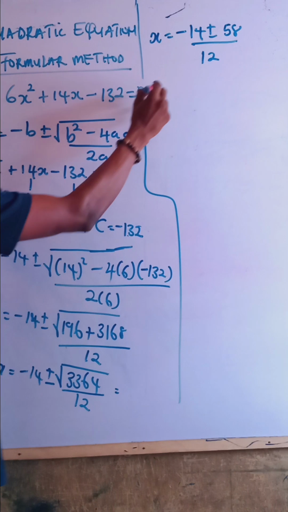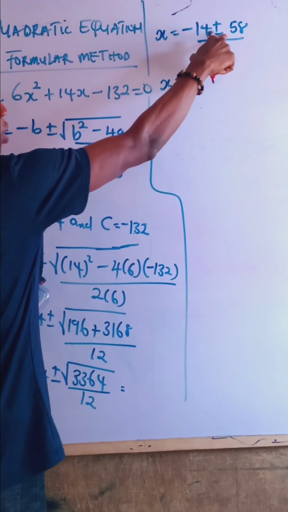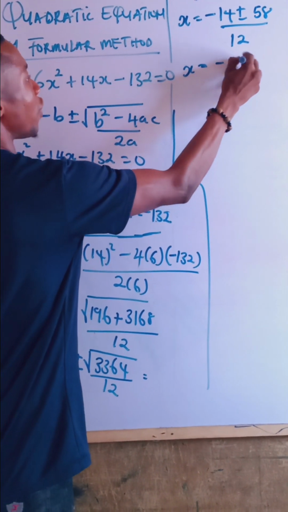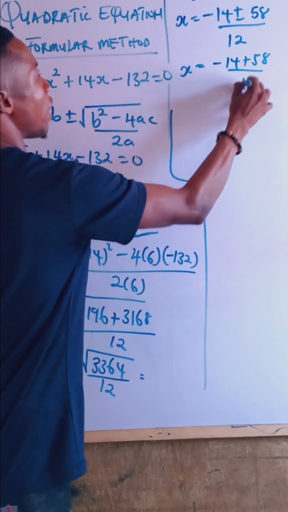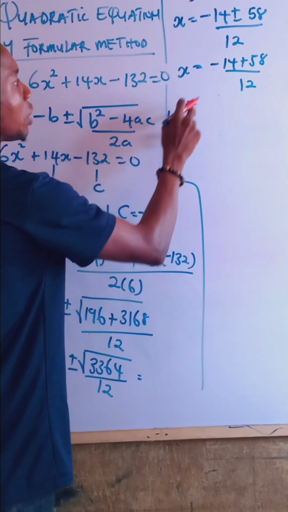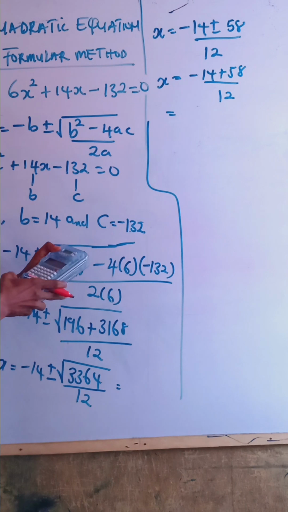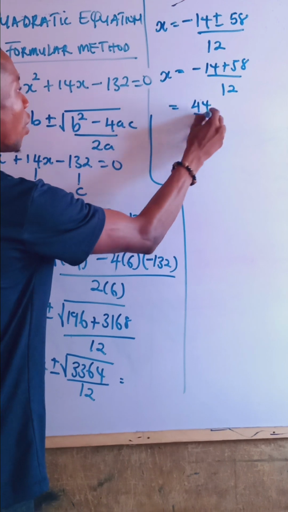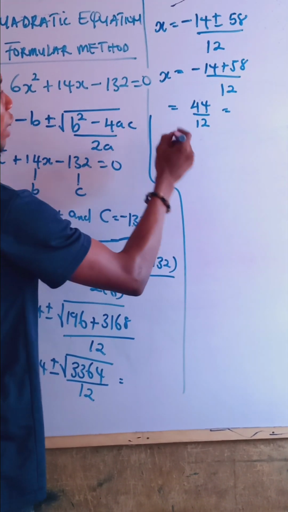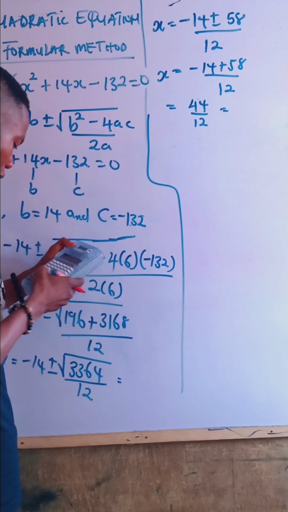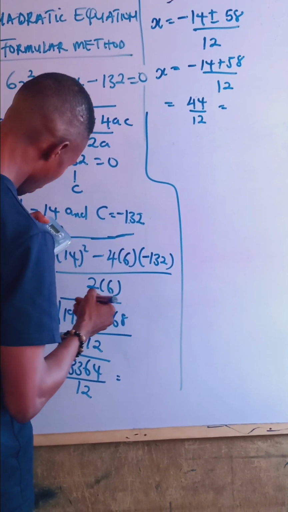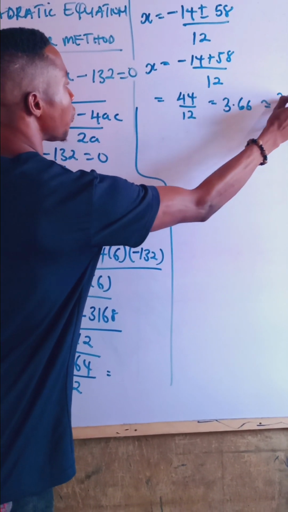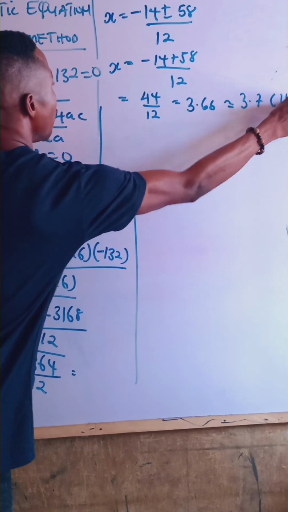We are going to have that s is equal to, because we are given plus or minus now, we will split into 2 different values of the variable. We have minus 14 plus 58 all over 12. This will be equal to, let's check, minus 14 plus 58, we get 44 all over 12. And 44 divided by 12, here we get 3.67 in 2 decimal places.